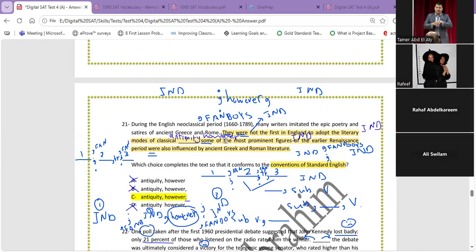Let's read the one that has the missing parts. They were subject verb. Did the first sentence. They were not the first in England to adopt the literary modes of classical antiquity. Okay, did the second sentence. Some, did the subject, of the most prominent figures of the earlier Renaissance period were, did the second sentence. Now we need to find the relation or the contradiction between sentence 2 and sentence 3, to choose this one: comma fanboys, transition, semicolon, transition, full stop, transition, after the transition, comma.